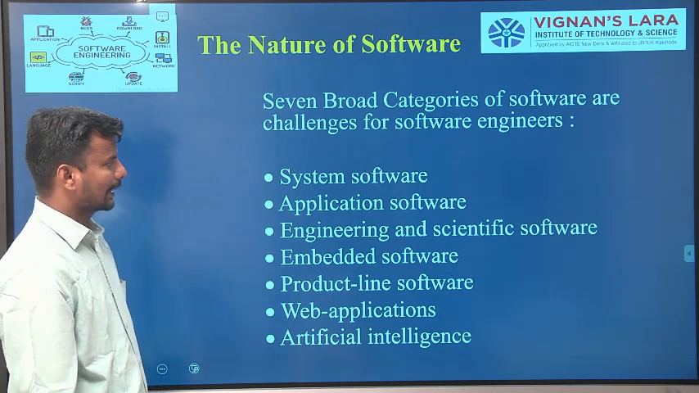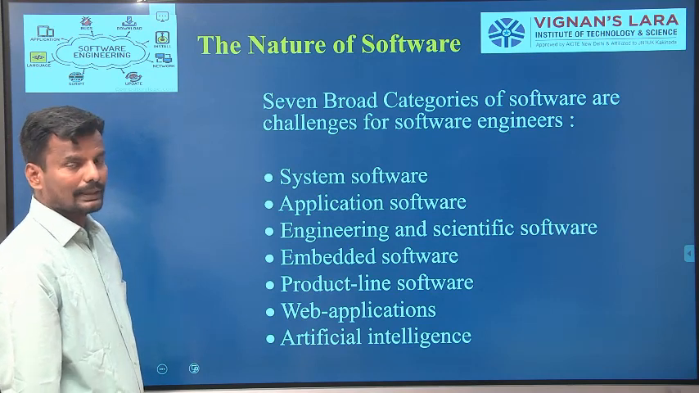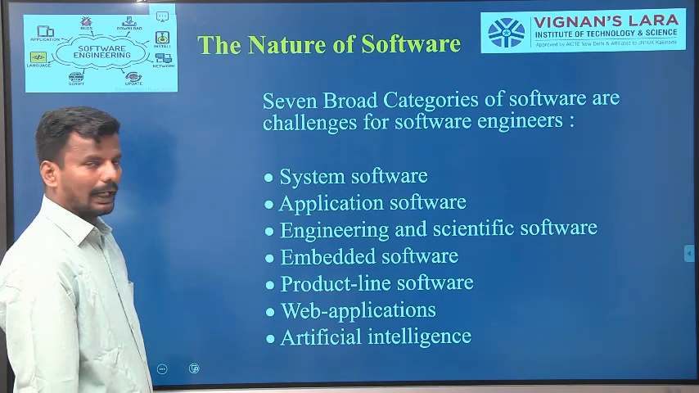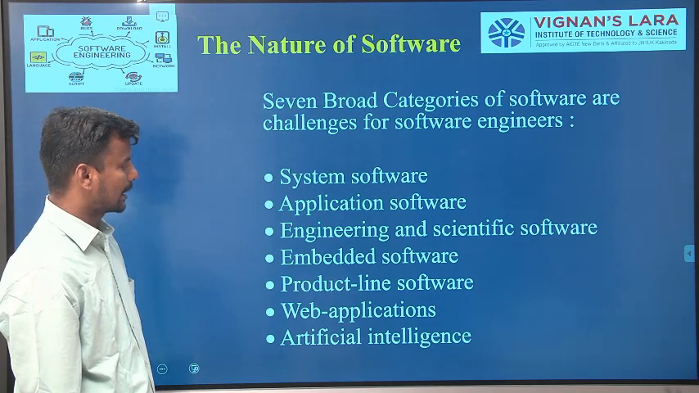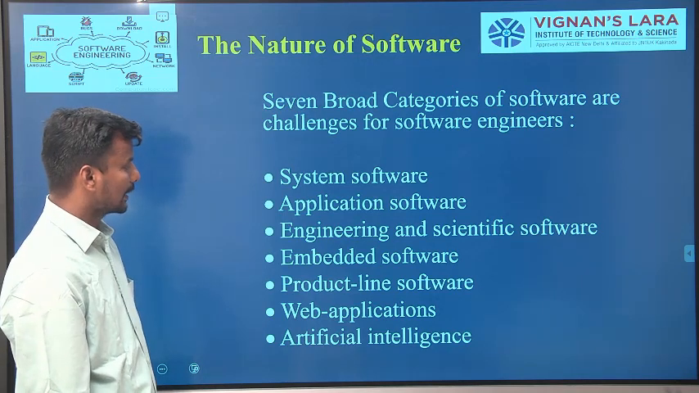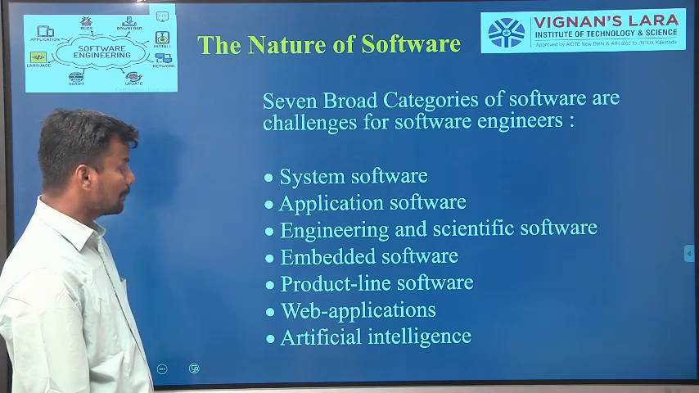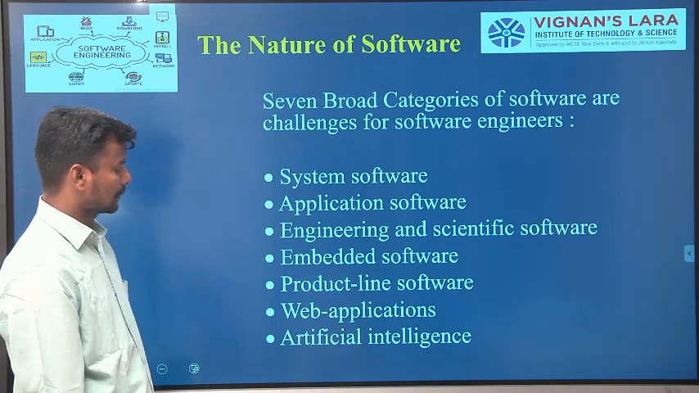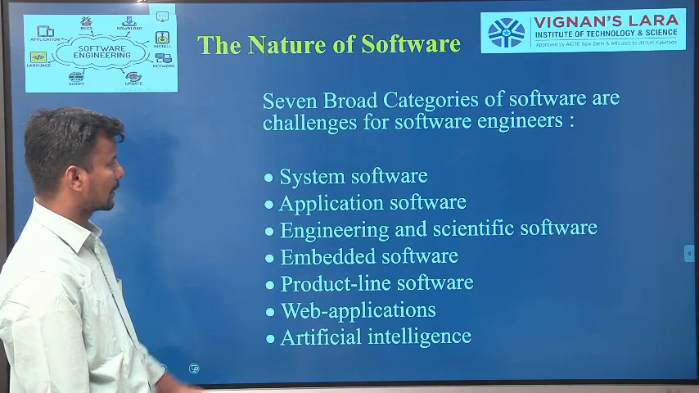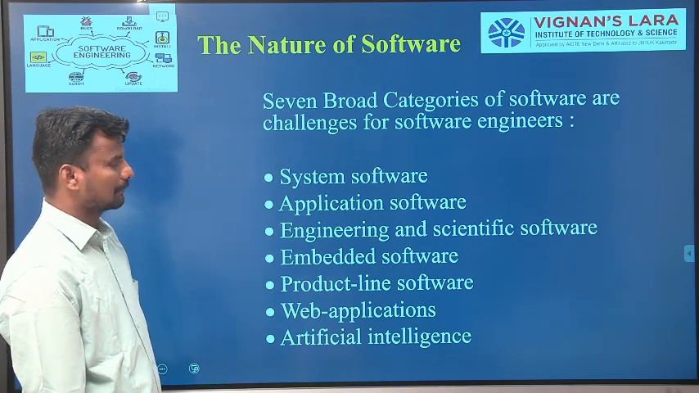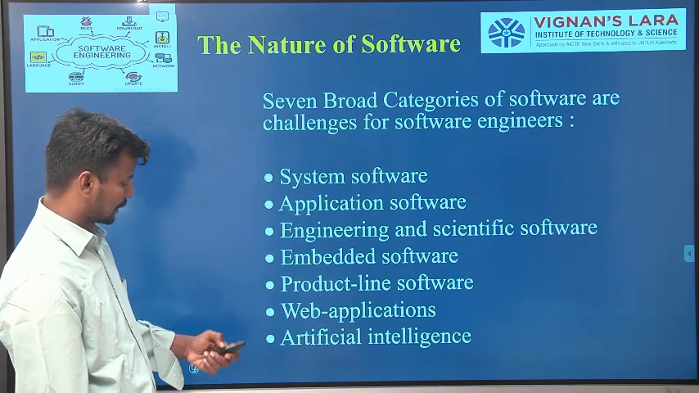In the nature of the software, there are 7 categories available. What are the 7 categories? First one is system software, second one is application software, third one is engineering and scientific software, next one is embedded software, next one is product line software, next one is web application software, and next one is artificial intelligence. These are the 7 categories of software available in the nature of software.